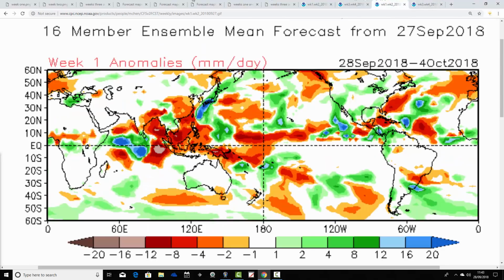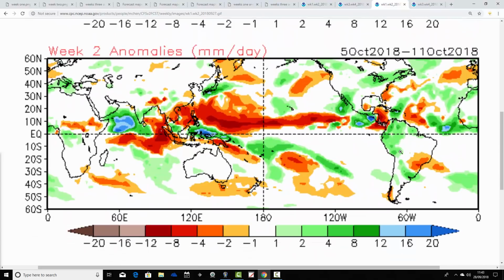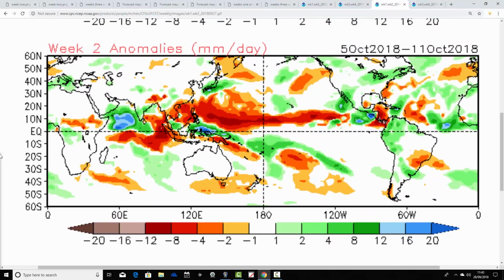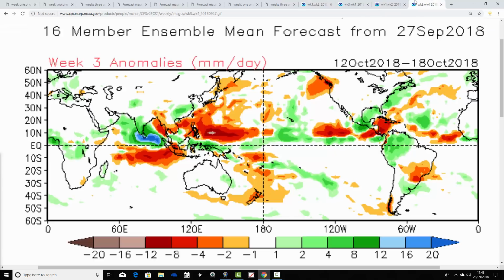And then finally, precipitation-wise, well, it's much drier than average in the week ahead. So the 28th of September to 4th of October, drier than average precipitation anomaly. Still generally on the drier than average side for week 2 as well. So cool and dry basically sums it up through the first half of October.